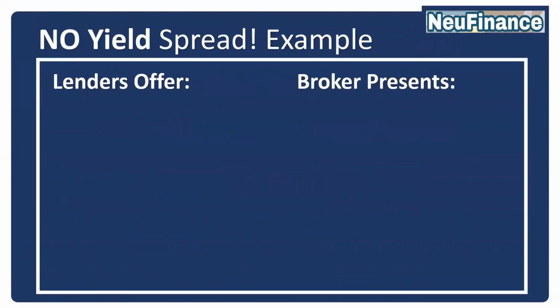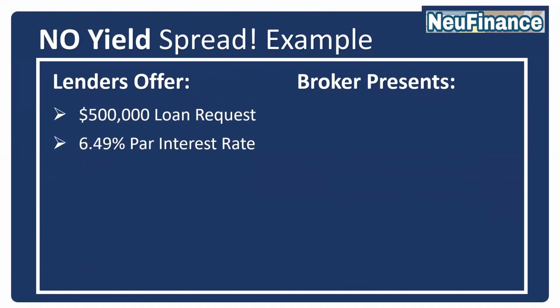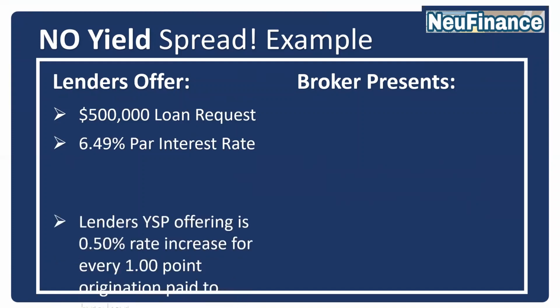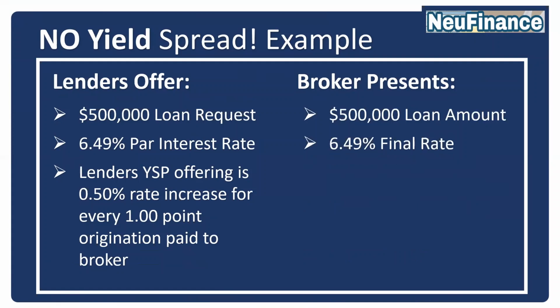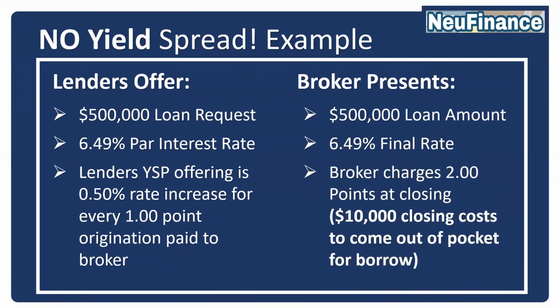So let's just say the broker did no yield spread. So it's the same offer. Lender offers $500,000. The par interest rate is 6.49%, and the yield spread offering is the same. Now the broker decides to present the exact same thing. So 6.49% interest rate. However, the broker's got to get paid somehow.